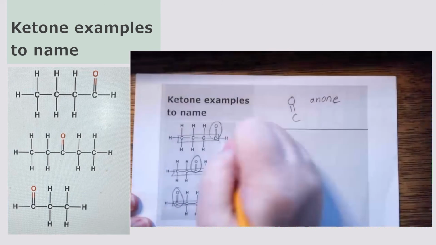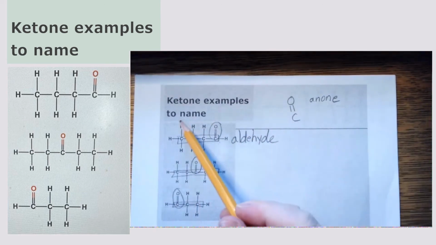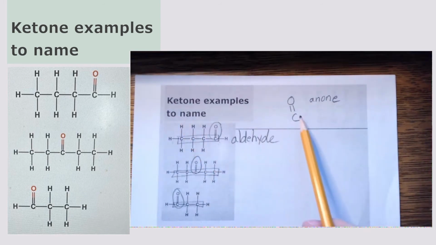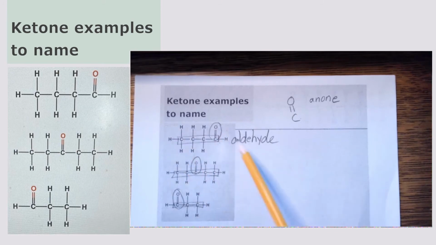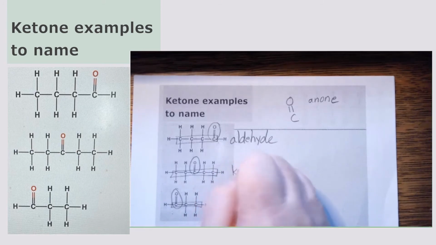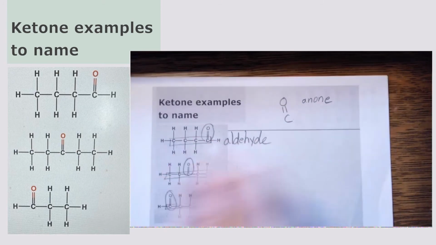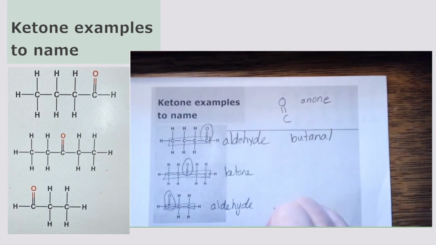This one is not a ketone. This one is an aldehyde, because with a ketone, this double bond O cannot be on an end carbon. So we're going to name this one based on the aldehyde rules. What about this one? Oh no, this one is also an aldehyde, right? It can't be on the end carbon. So this is the only one that is truly a ketone. So this one, 4 carbons, butanal. This one is propanal.